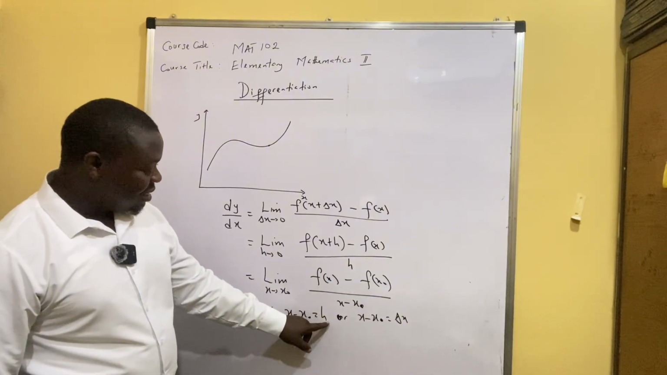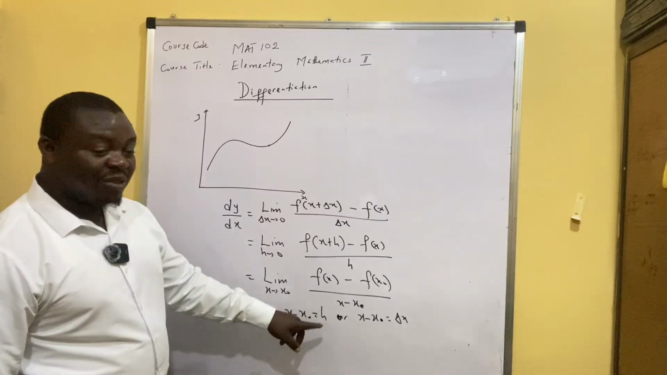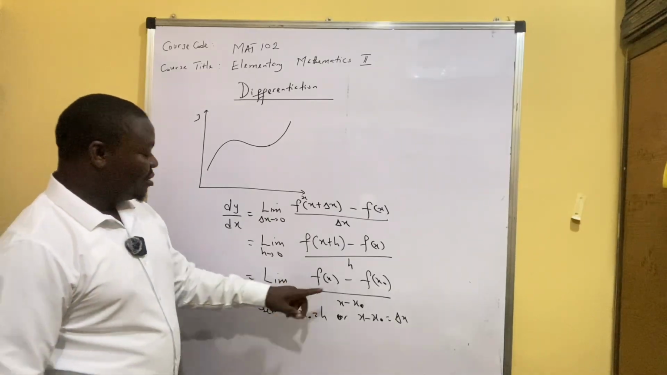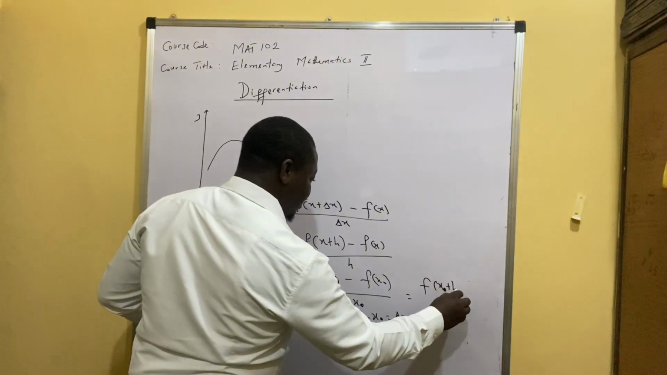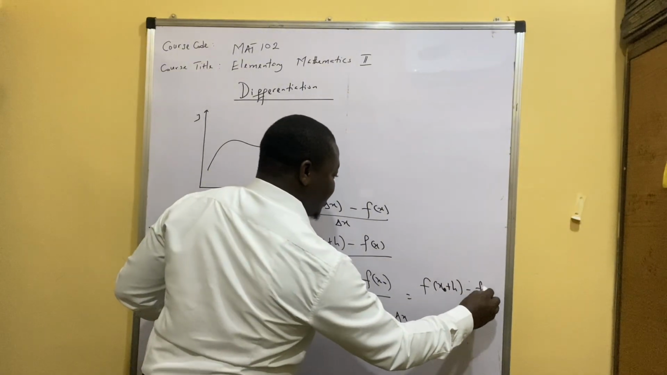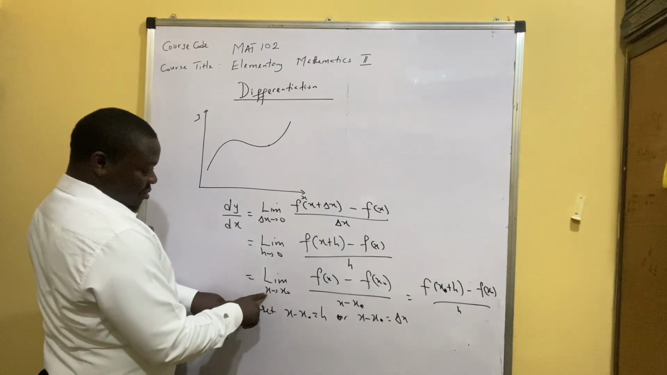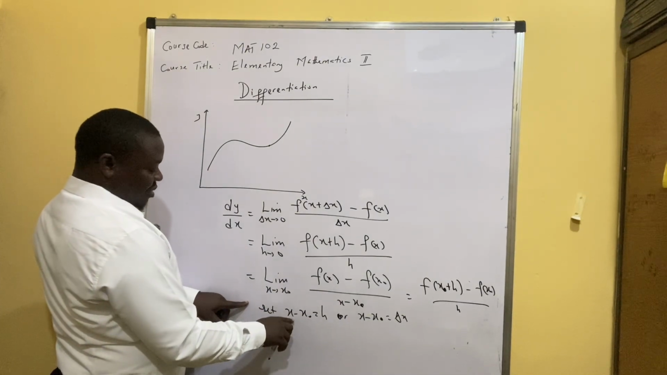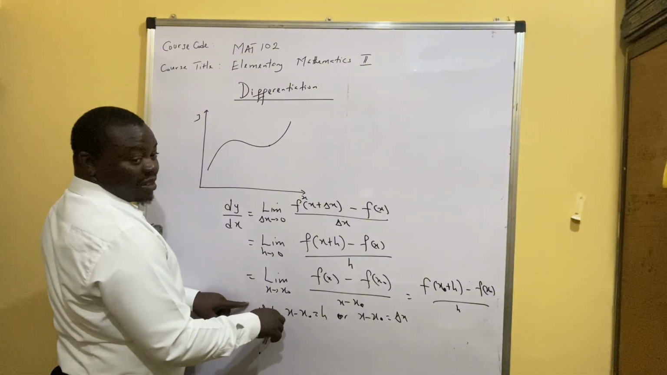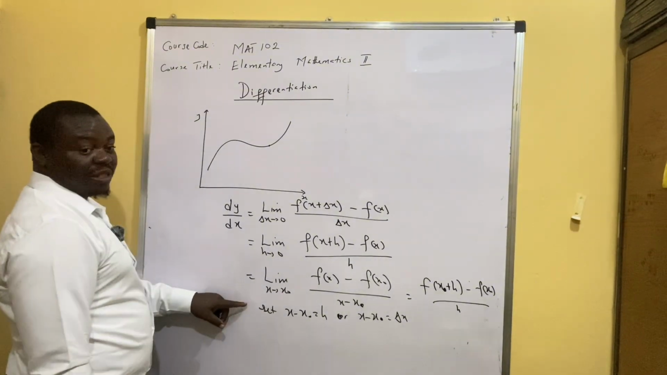This one will go to the other side and become x naught plus h. So x will become x naught plus h. So that you have f of x naught plus h, minus f of x naught, over h. Then this one, remember that x minus x naught, x is x naught plus h. So by the time you take x naught to the other side, we have h tends to 0.